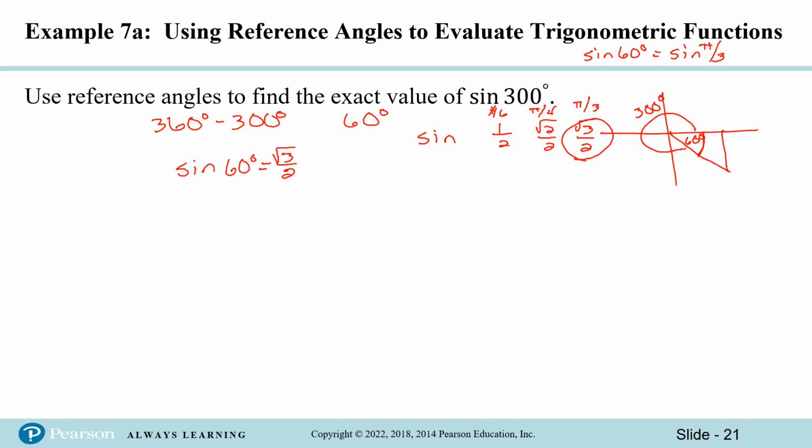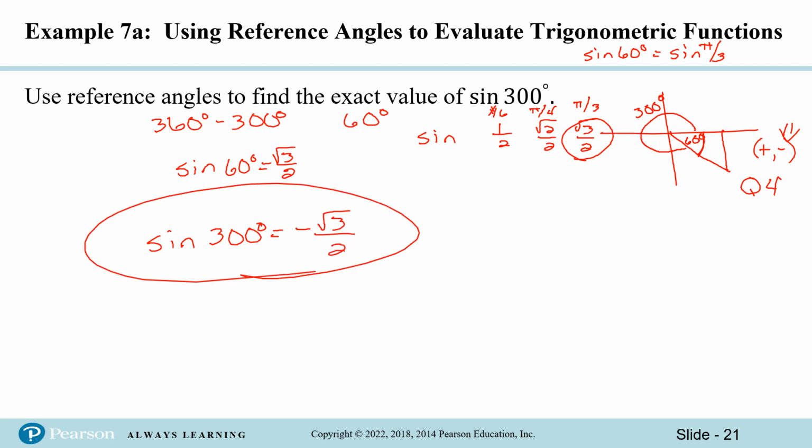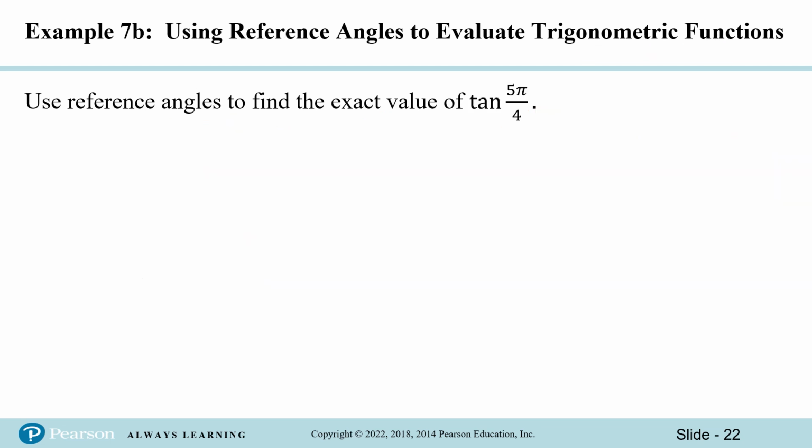But we have to figure out if the sign is positive or negative in quadrant 4. The x is positive, the y is negative, and the sine is the y. So my sign is negative. So sine of 300 degrees is going to be negative square root of 3 over 2. Oh, yes, we like radians.